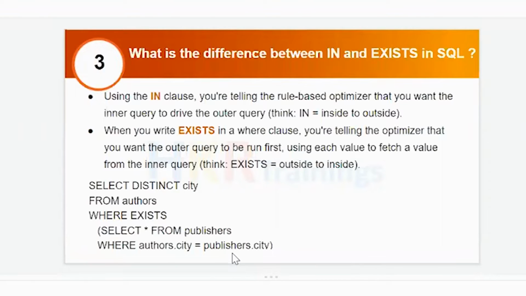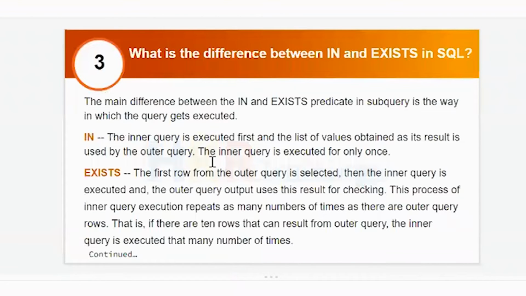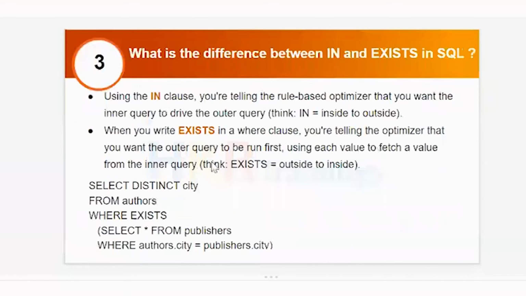So in the IN clause, when we execute it, like I said before, the inner query is executed first, and then the list of values obtained as its result is used by the outer query. However, in EXISTS, it is completely different. Here, the first row from the first query is selected. That means the outer query is executed first, and the inner query will be executed as many times as the number of rows that we have received from the outer query. So I hope it is clear now.